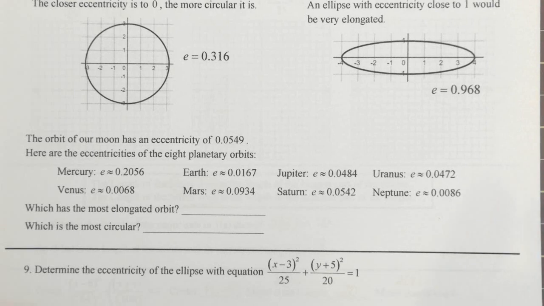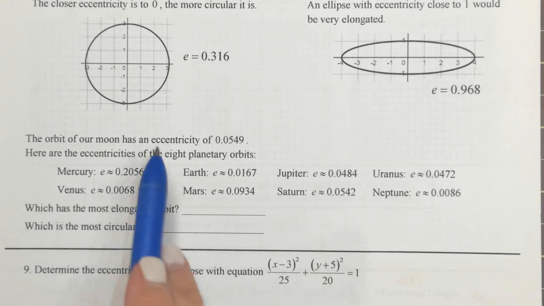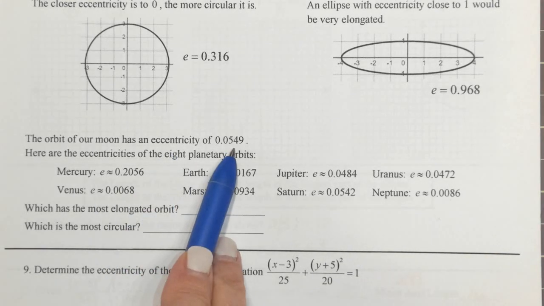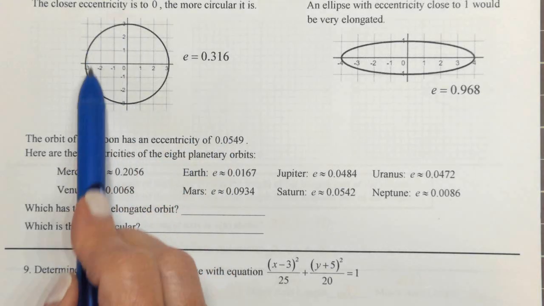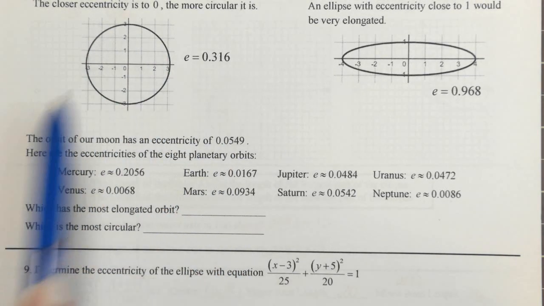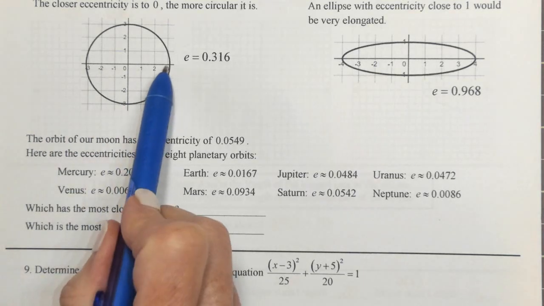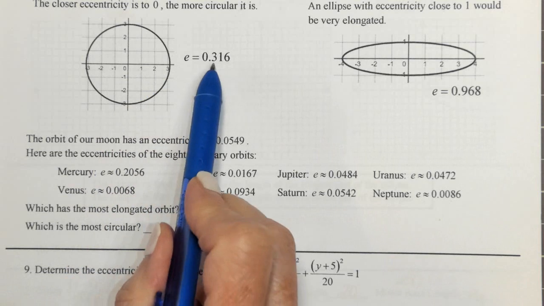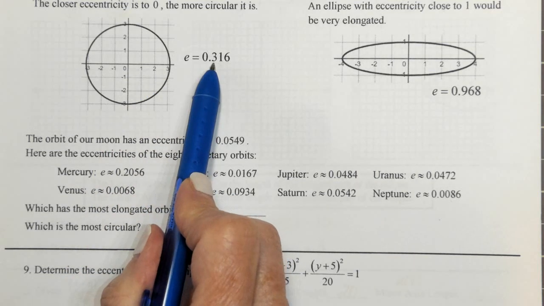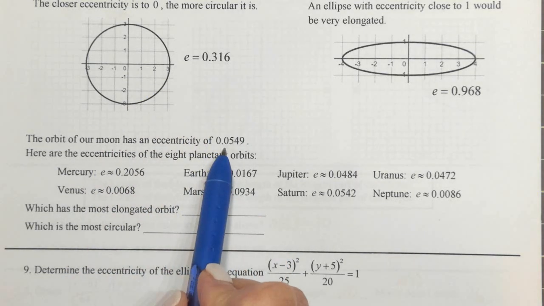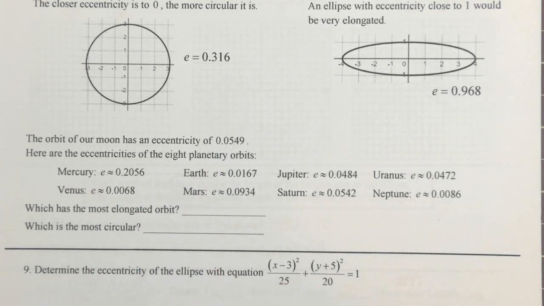The orbit of our moon has an eccentricity of this small. So think about that. Look how circular this looks. If I just showed you that, you might at first glance say, that's a circle. If you look really close, you see that it's not. But that eccentricity is 0.3 something. Our moon's eccentricity is 0.05. So you can see, it's very, very circular. It's just slightly an ellipse.